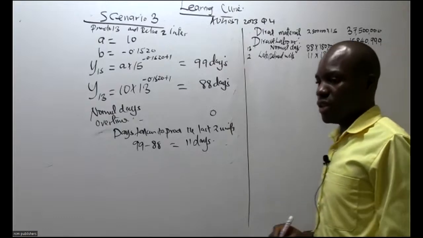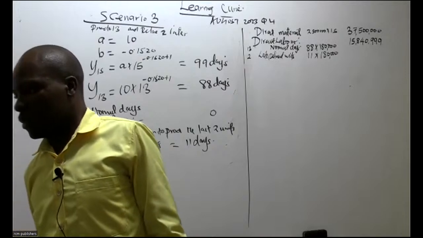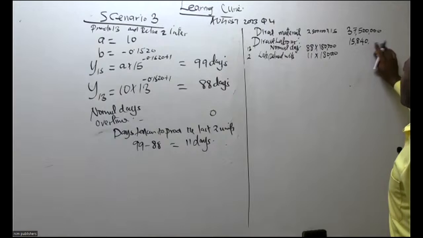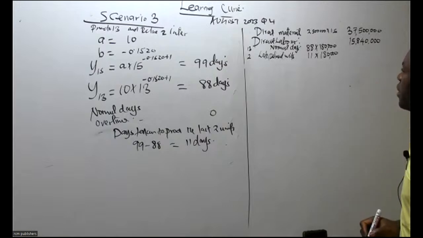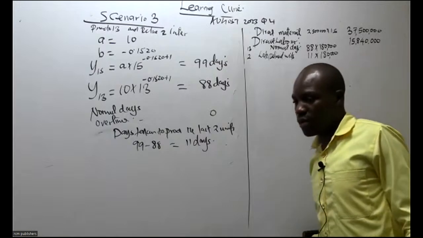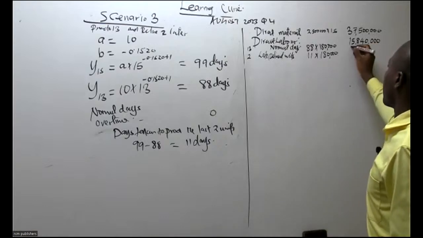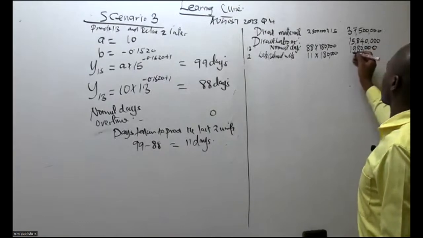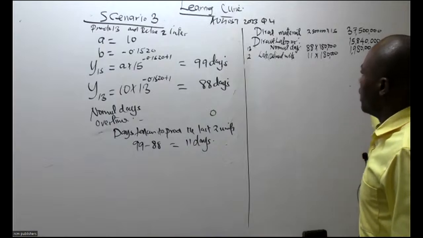I want to see what majority are giving me. 1540. So let me work with majority. You can check on that and let me confirm whoever is correct. Then 11 by 180,000 tunakuwa na ngapi? 1980,000. Direct material, direct labor, late delivery units.